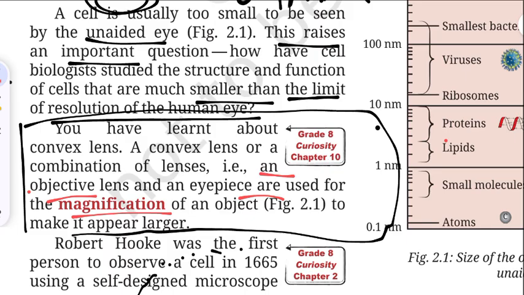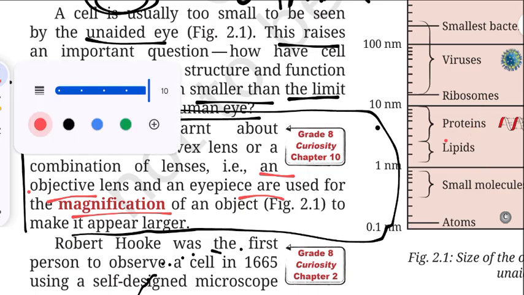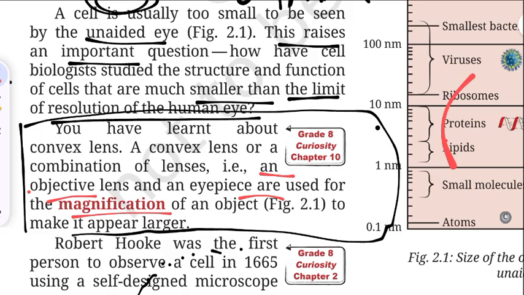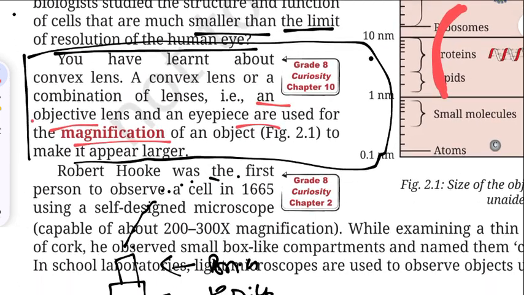So why? Because of the bulge, as I told you right now also. If you see it properly, the convex mirror is this, the part which is bulging out, so it reflects the light. That's why it is used for magnification, and when it reflects the light back, the object appears larger.